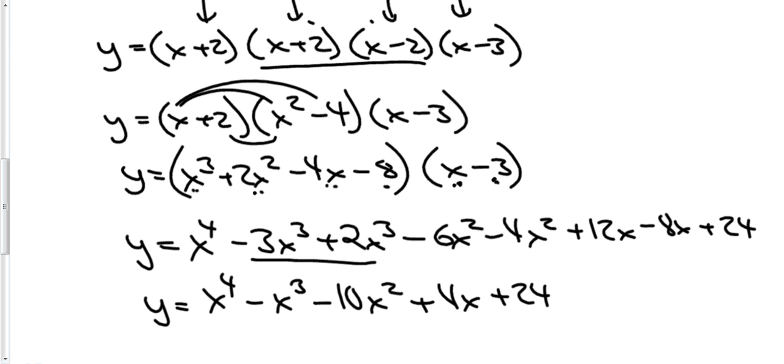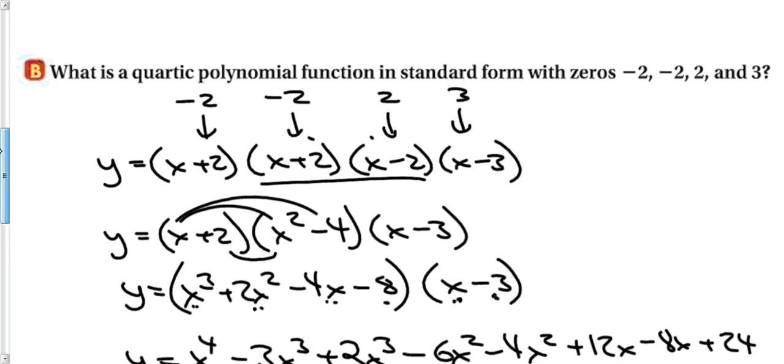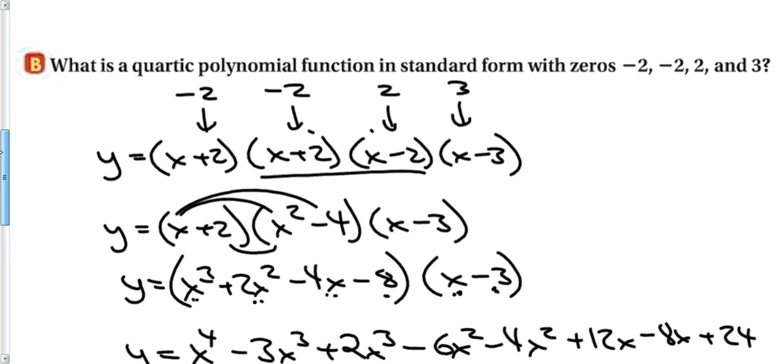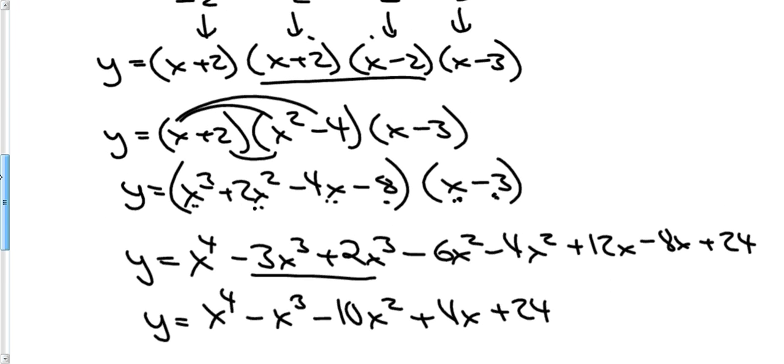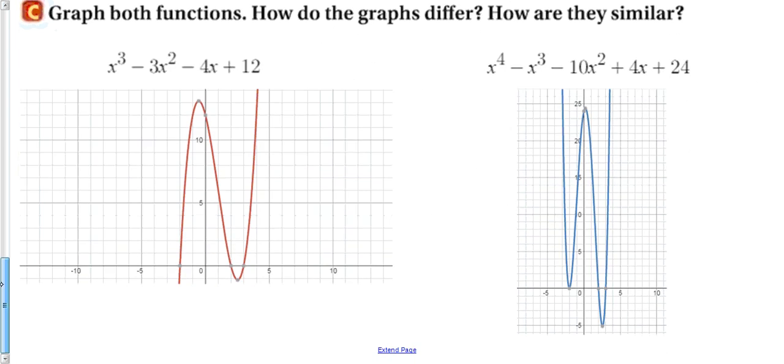So that is my fourth degree polynomial in standard form that I have gotten from these four zeros, from -2, -2, 2, and 3, and multiplying them together. Okay. Let's compare the two graphs. I've graphed these previously in Desmos, and we can see that both graphs have similar zeros.